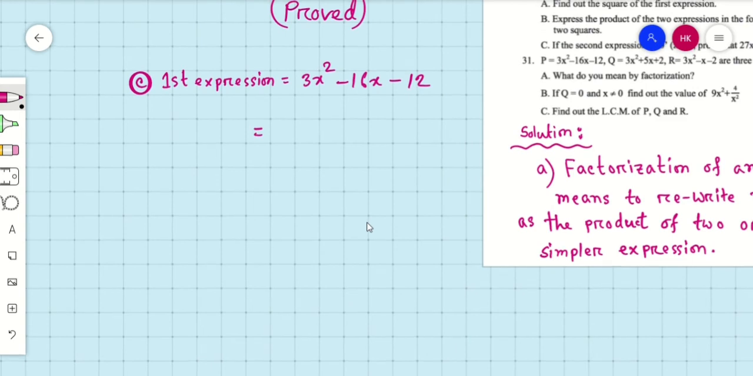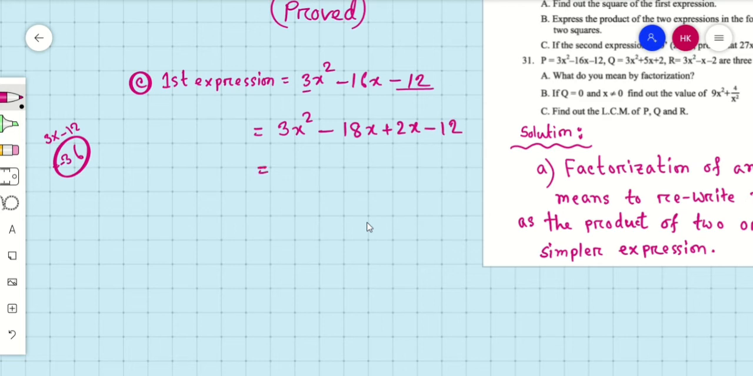We know how to factorize. We can factorize these things by middle term breaking, or by applying a formula. In this expression we need to do the middle term breaking. That means 3x square minus, this is minus 12 and 3, so 3 times minus 12 should be minus 36. So we need to break this minus 16 so that we get 36. That means if we write minus 18x plus 2x, then minus 18x and 2x should be minus 16, and 18 and 2 multiplied, we will get minus 36.